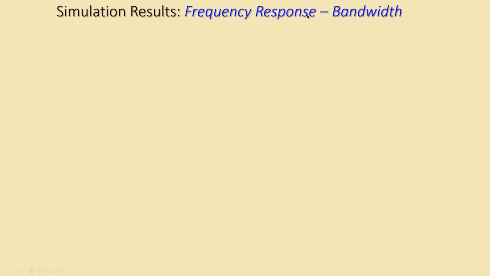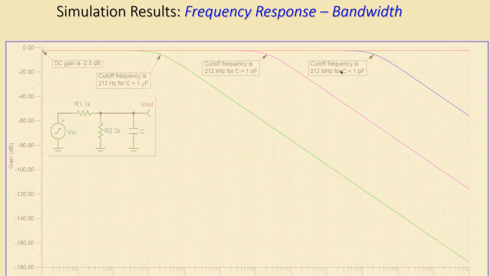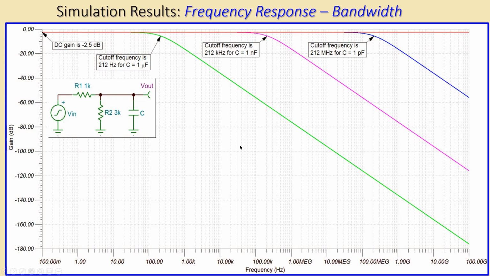Let's also look at the frequency response, specifically bandwidth. And for that, of course, we will make a Bode diagram. This is the Bode plot or Bode diagram I have generated specifically for the gain, so the magnitude. The DC gain here, you can see for all cases, is minus 2.5 dB. It is very easy to see that. How can we see this? The capacitor will be an open circuit for DC.